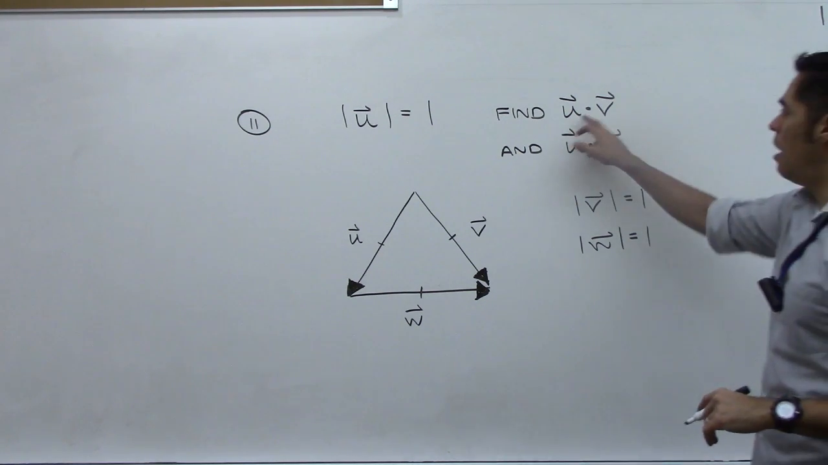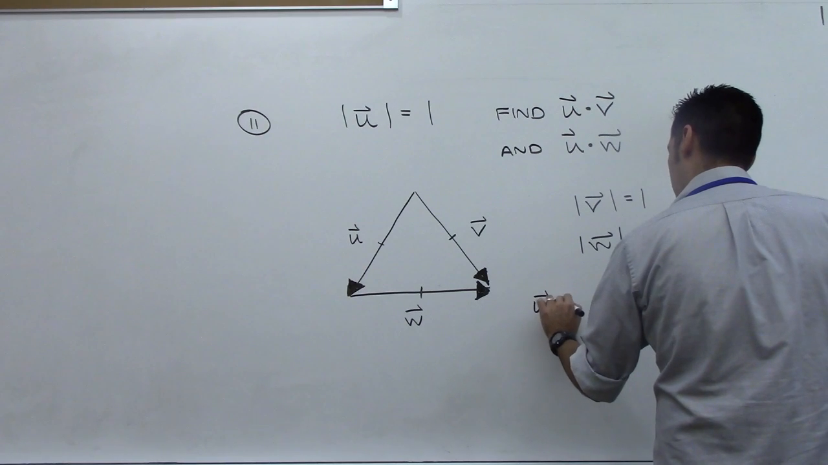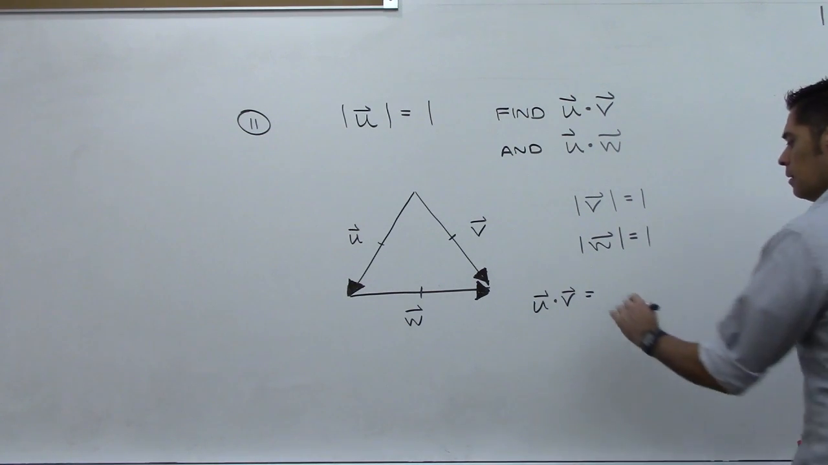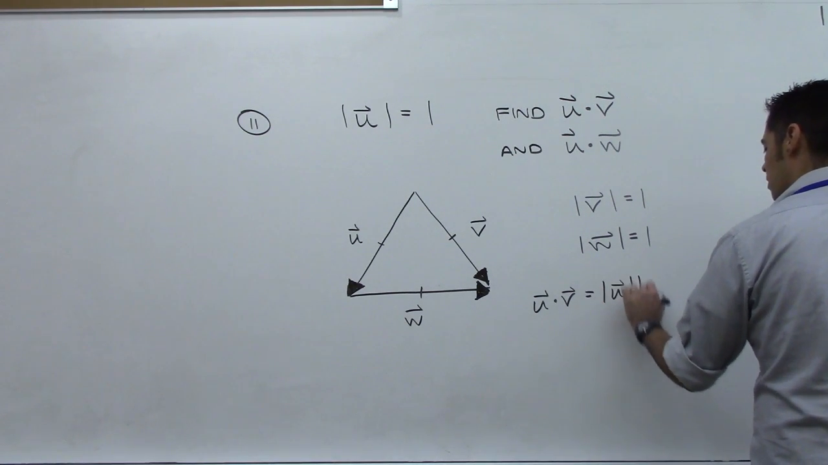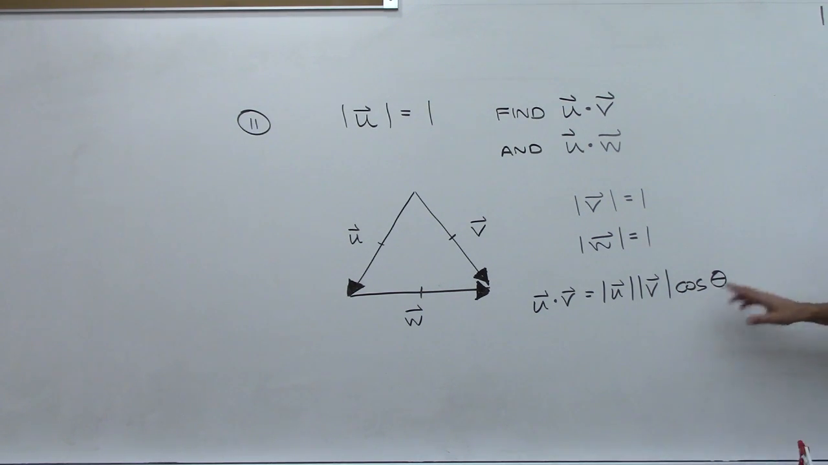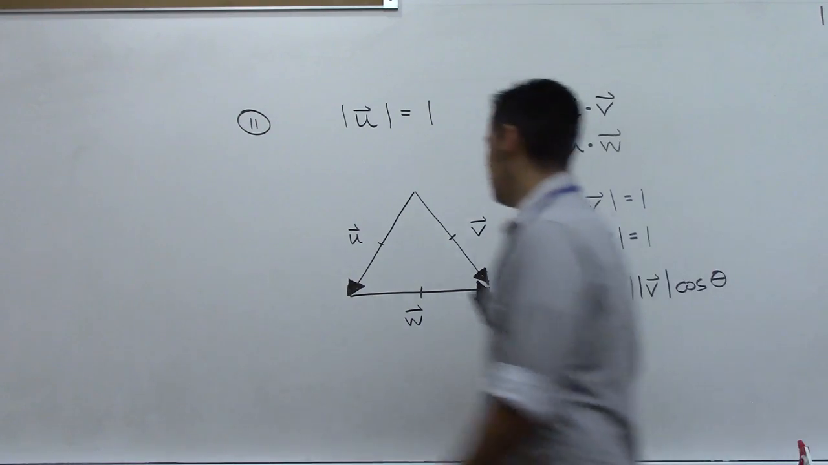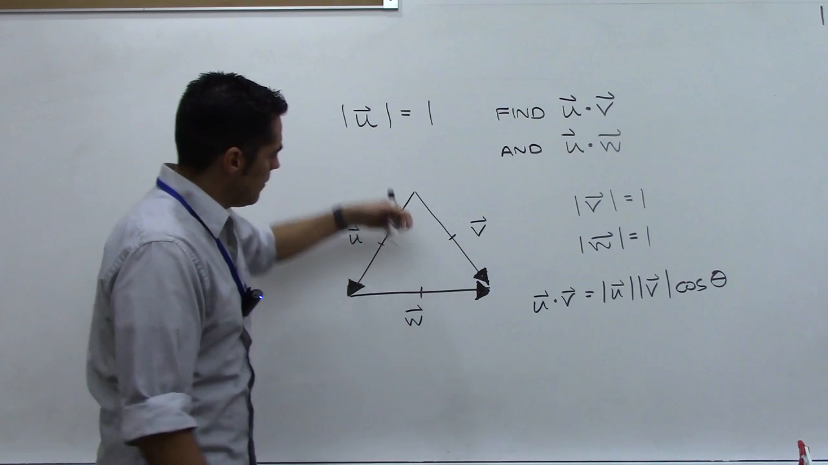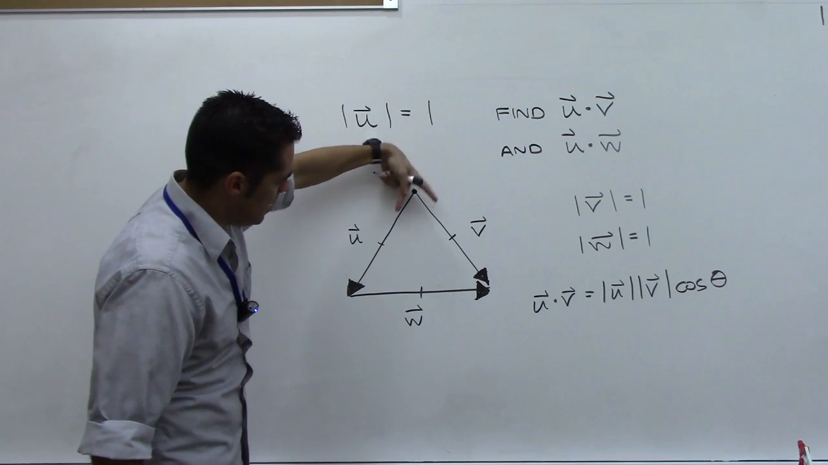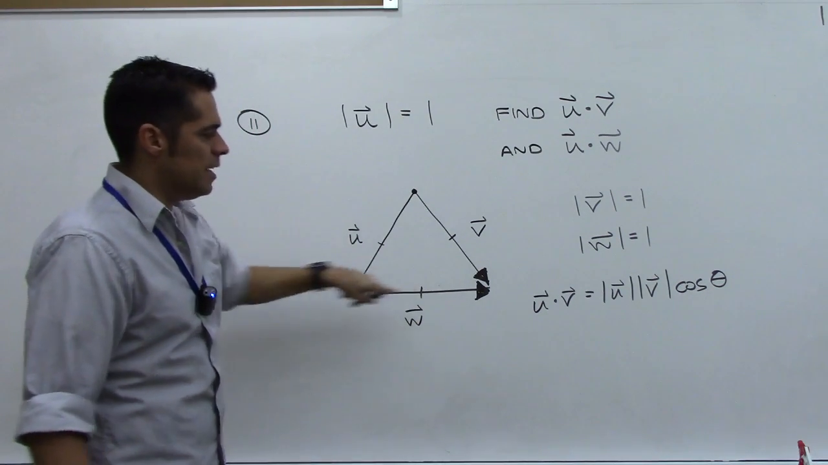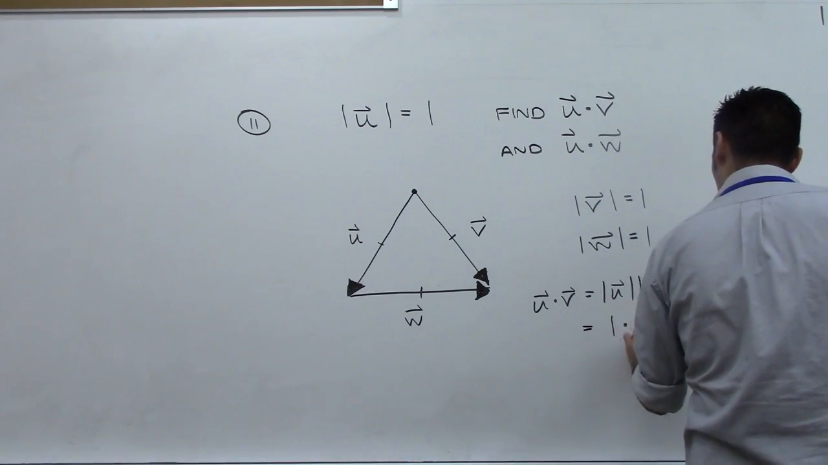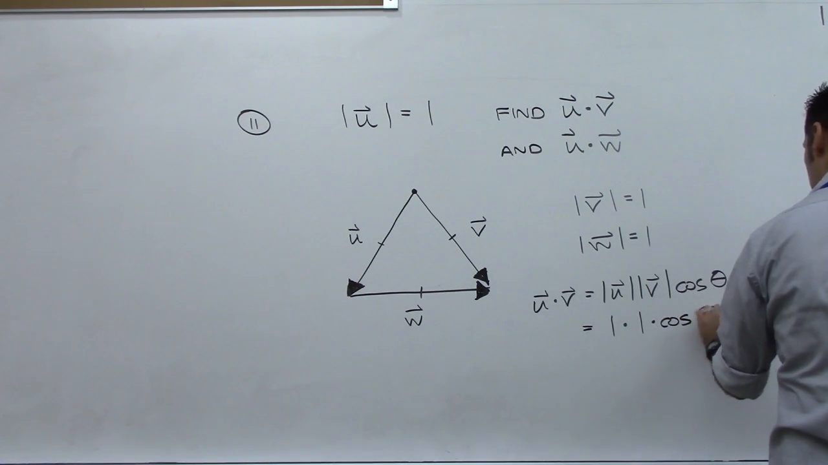And if we want to find u dot v, and we know the magnitudes of each of the vectors, 1 and 1, it might make sense for us to use this formula, cosine theta, where theta is the angle between the two vectors. So looking at u and v, if we attach their tails together like this, we're just trying to figure out what this angle is. Well, that angle is pretty easy because this is an equilateral triangle. That should be 60 degrees. So we should get 1 times 1 times cosine of 60 degrees.